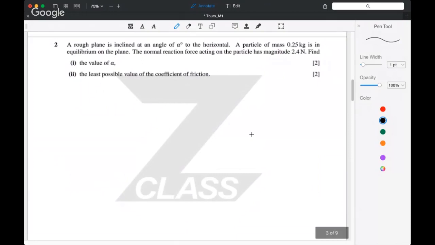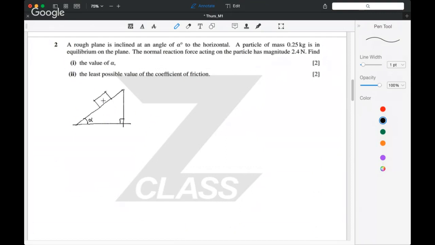Okay, so now we have a ramp question, ever popular. So here's our situation. Always draw a diagram unless you're very confident. I'm going to call this angle here alpha. We will need it. And we have our box sitting on here.